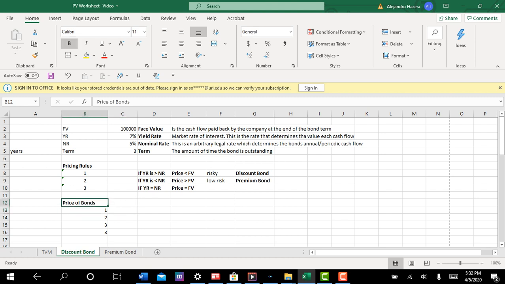First, I'm going to move this title over here. I'm going to put period. This is the period over which the bond, this is basically the term of the bond. Okay, and then the next column is going to be your interest expense.